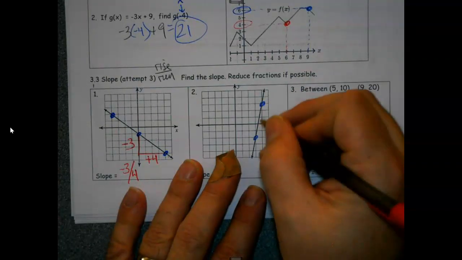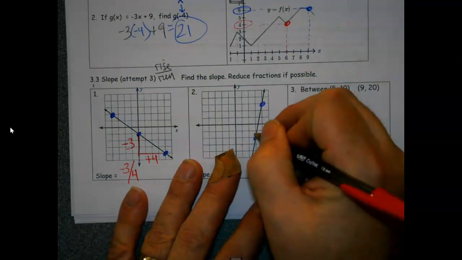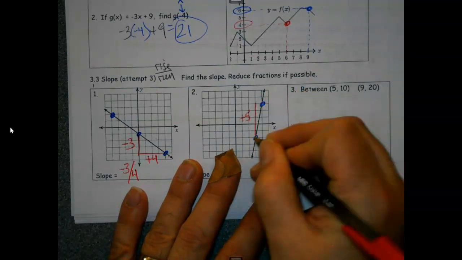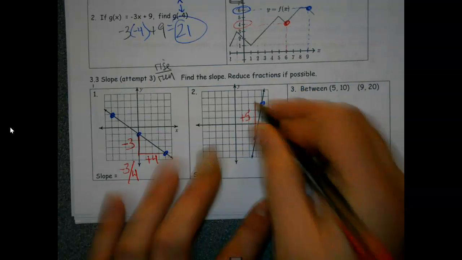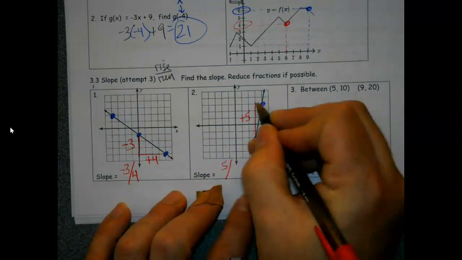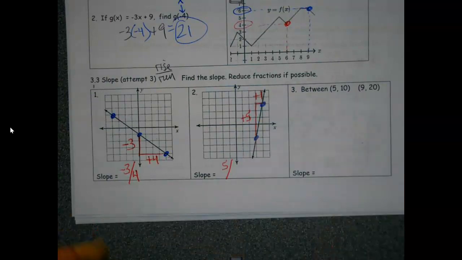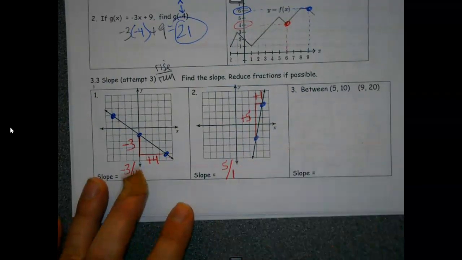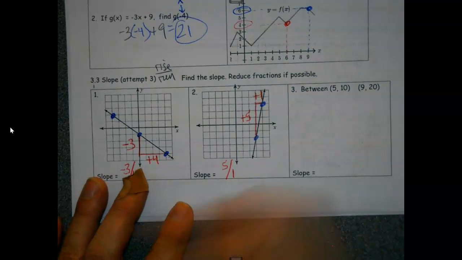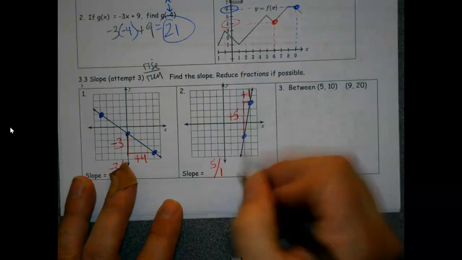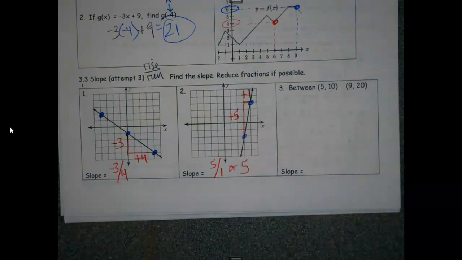And again, we're just counting, and you can go any way you want. 1, 2, 3. So here I went up 5. And I went right 1. Yes, direction matters. That's perfectly fine. Or you could even just say 5. I don't care. Either one works.